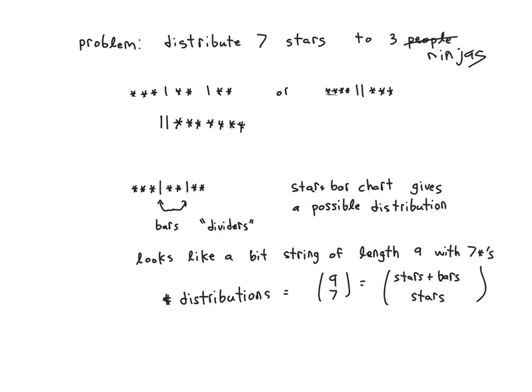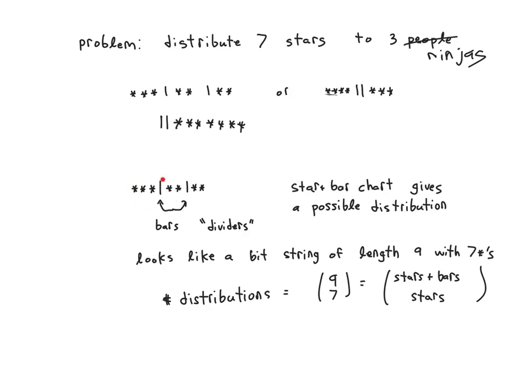Now granted, you do not want to solve this problem by listing all of these star and bar charts because they take forever. But the point is, each distribution gives you a star and bar chart, and each star and bar chart gives you a distinct distribution. In the notion of bijective combinatorics, there's a one-to-one correspondence between solutions to this problem and these pictures. And why would you do such a thing?